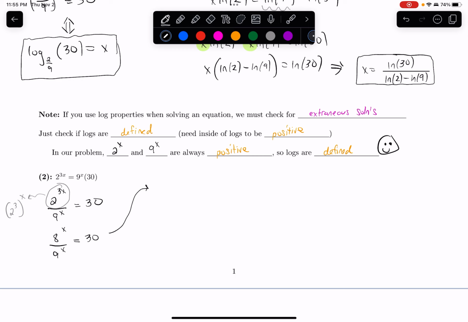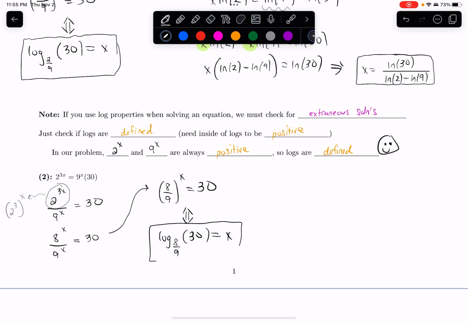Now I can rewrite that as 8 over 9, that fraction to the x power, equals 30. And from here, we're good to transform it to a log form. So in my log form, we'll get log base 8 over 9. And then I swap the input and the output. So the 30 goes in the log and x goes as the output. And now I got x. X is isolated and it equals this. And that's my answer.